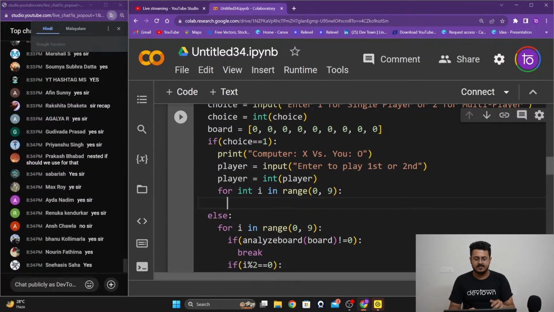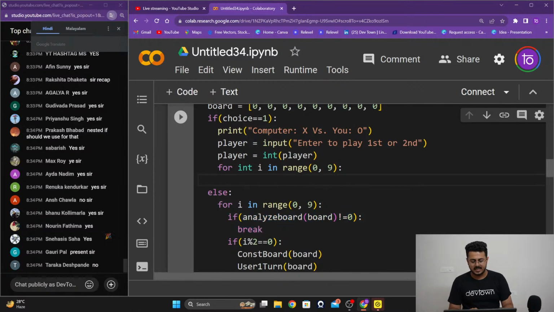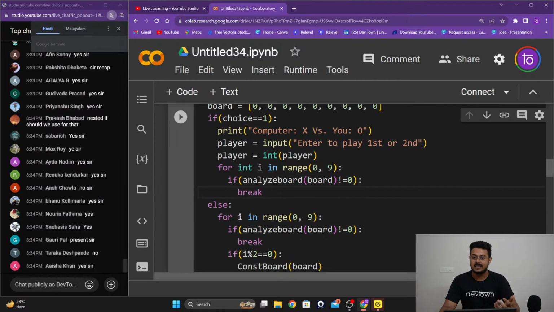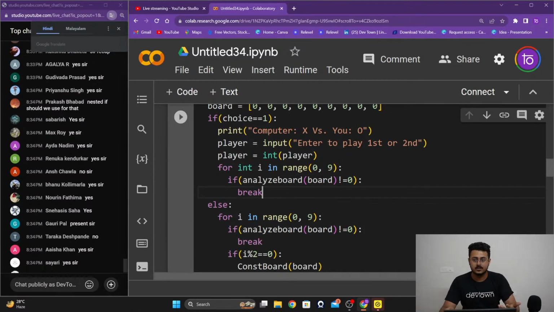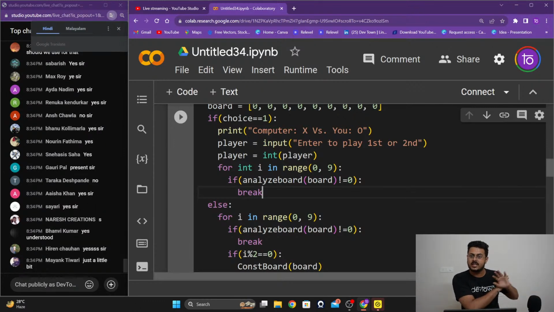The first thing that we of course have to do is check if somebody has won or not. If somebody has won, we just need to break the for loop. We don't want to continue further with the for loop, guys. Then we're going to put up a break, analyze board, just like yesterday. Just like yesterday, guys. We are not changing anything.